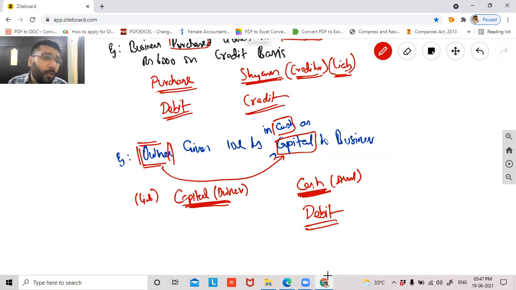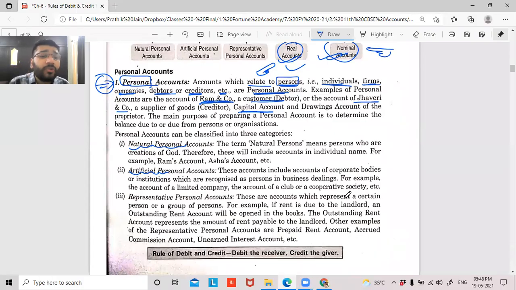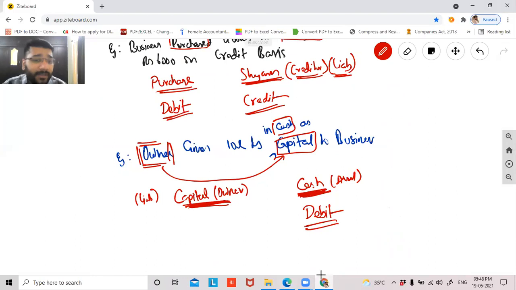Now tell me guys, is this capital account or this owner a natural personal account or an artificial personal account? Natural personal account. Even if it is natural or artificial, the rule is one: debit the receiver, credit the giver. That is fixed. But why are we asking the classification? Because in your exam they can specifically ask which category this capital account belongs to, natural person or artificial person. For that sake we are understanding. Otherwise, once you classify an account as personal, you're done with it. The rule is debit the receiver, credit the giver.